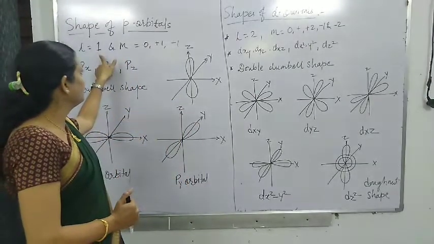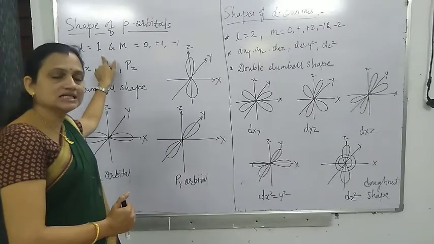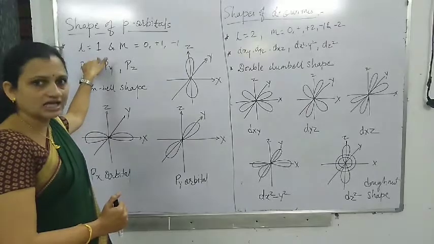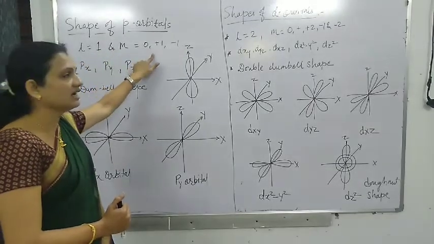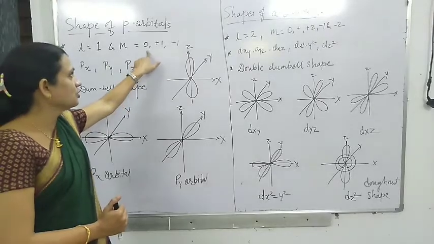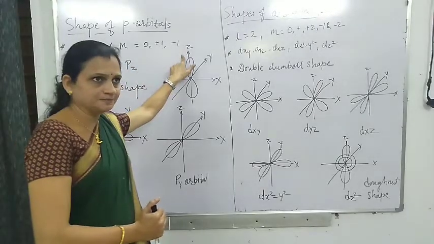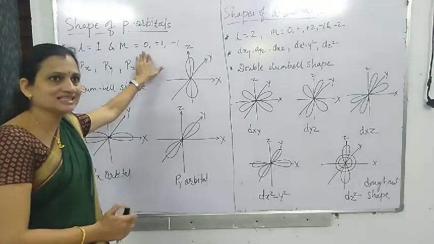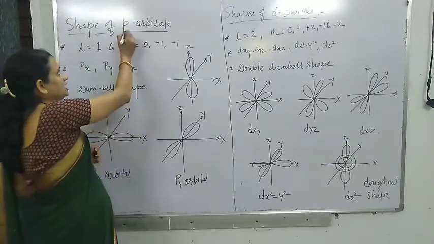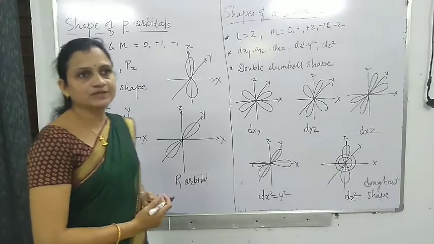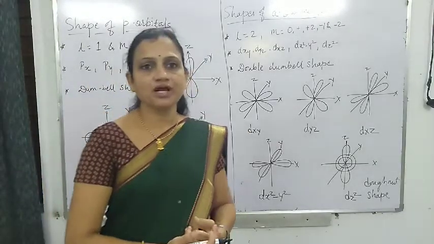Now the value of L for the p orbital is equal to 1. Because of this one value of L, we have three values of the magnetic quantum number m, that is 0, +1 and -1. So m has three values. It means that the p orbital has three possible orientations, that is, it can split in three different ways.